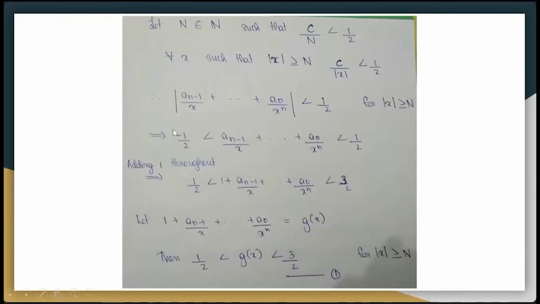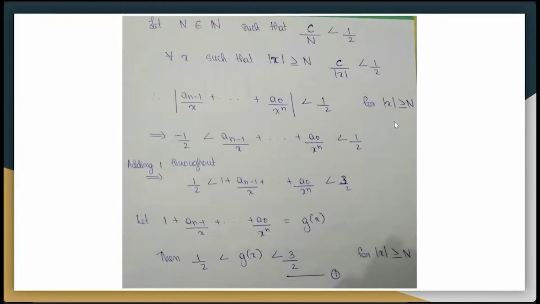So after expanding the inequality, I will get minus 1 by 2 less than a n minus 1 by x plus etc. plus a naught by x to the power n less than 1 by 2. Adding 1 throughout, I will get 1 by 2 less than 1 plus a n minus 1 by x plus etc. plus a naught by x to the power n less than 3 by 2. So now I am naming my 1 plus a n minus 1 by x plus etc. plus a naught by x to the power n as g of x. Then I can write 1 by 2 will be less than g of x less than 3 by 2 for all mod x greater than or equal to n. And I am naming this condition as equation number 1.